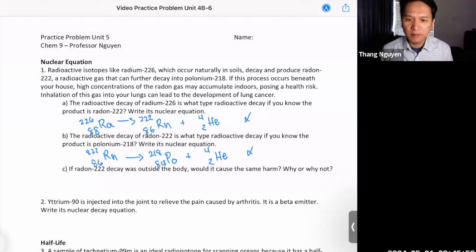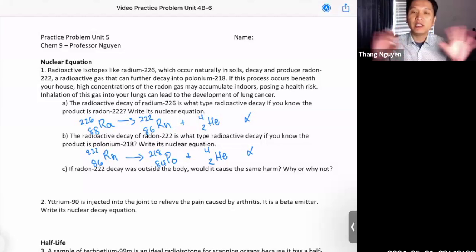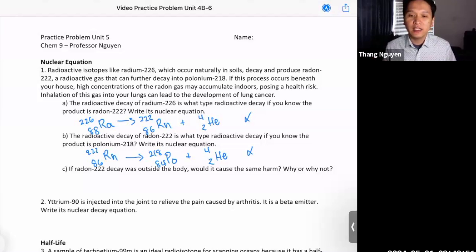And lastly, if radon-222 decay was outside the body, would it cause the same harm? Why or why not? Okay. So this radioactive isotope is dangerous to us, like the problem says earlier, because when we inhale it into our lungs, it causes damage because it releases the alpha particle, and then it damages DNA that way, right? But the question here is saying, if it's on the outside of your body, would it be harmful? In fact, it won't, because alpha particles are so big, when it collides, it basically collides with the air in the atmosphere, or with your skin, or with your clothes. It doesn't even go into your organs, and therefore cannot damage your DNA. Again, because the alpha particle that's being released is very large. So in fact, radon is much more dangerous in your body and not very dangerous outside your body, because it doesn't penetrate your body. Okay, so that's the reason for C.